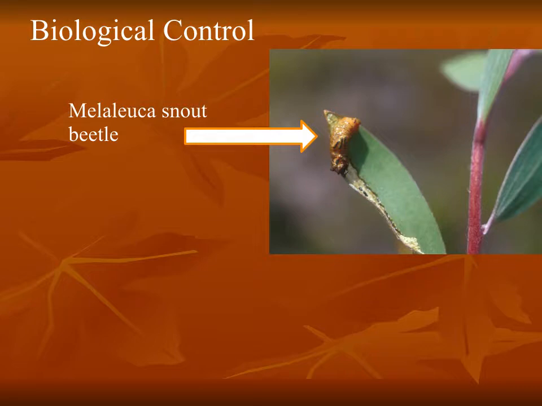Biological control is really introducing either a plant or a disease or something purposefully by humans to control or reduce the pressure of the invasive exotic species. In this case, we're talking plants, but that has also been done for insects and diseases and other things.